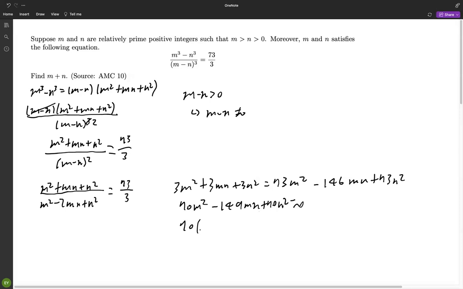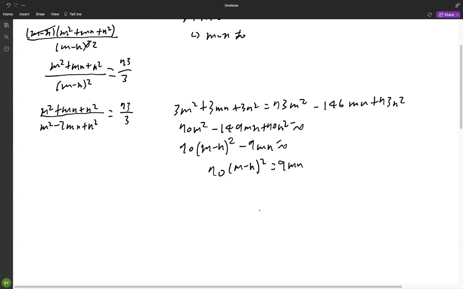So now what we can do here is we can try and write it like this. It's minus 9mn equals 0. So we have 70 times m minus n squared equals 9mn. Is everything okay until right now, or do you have any concerns? Okay, then I think we can continue.